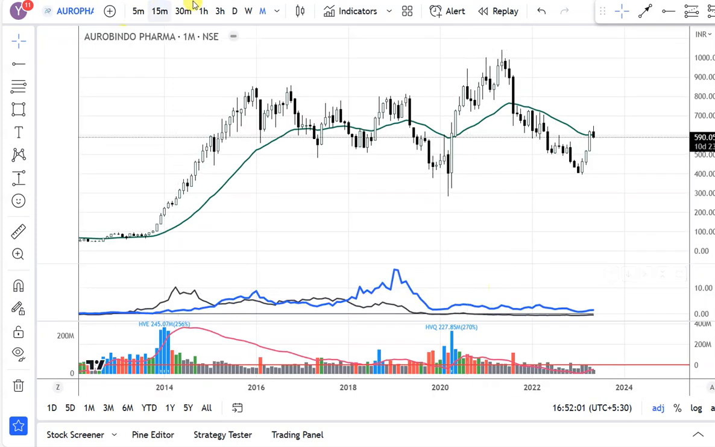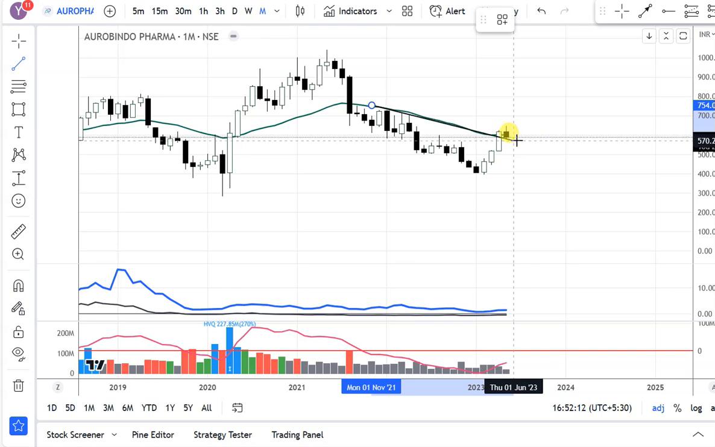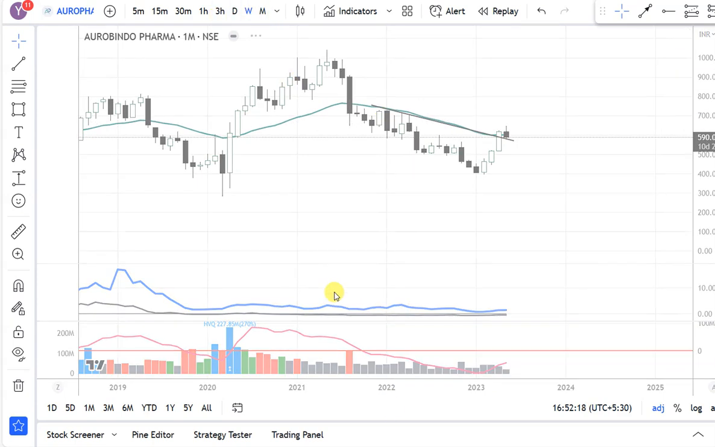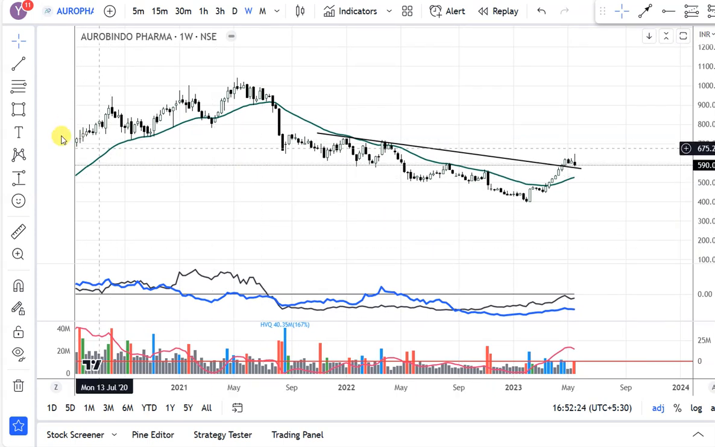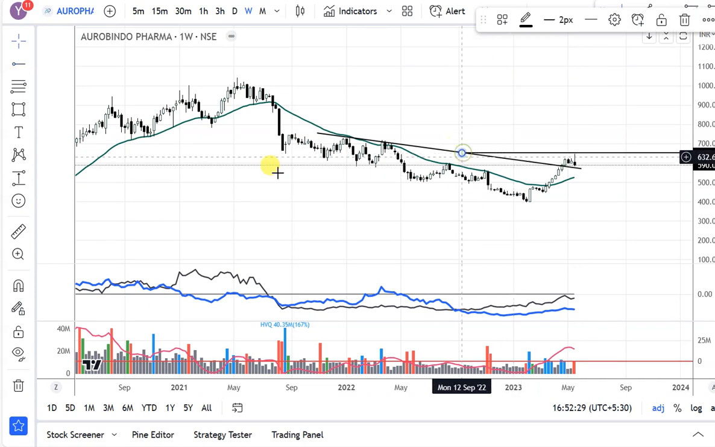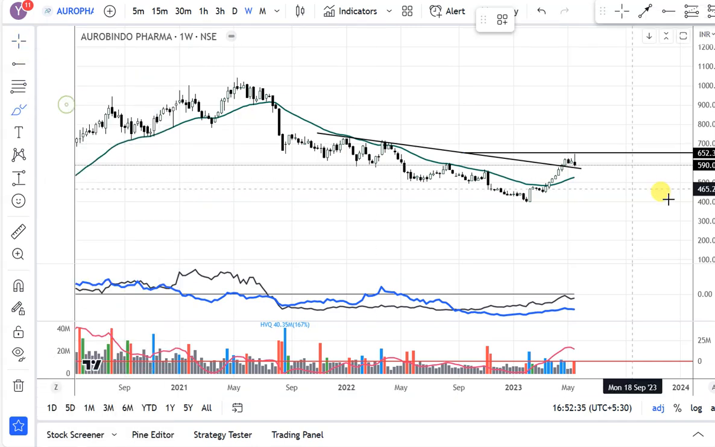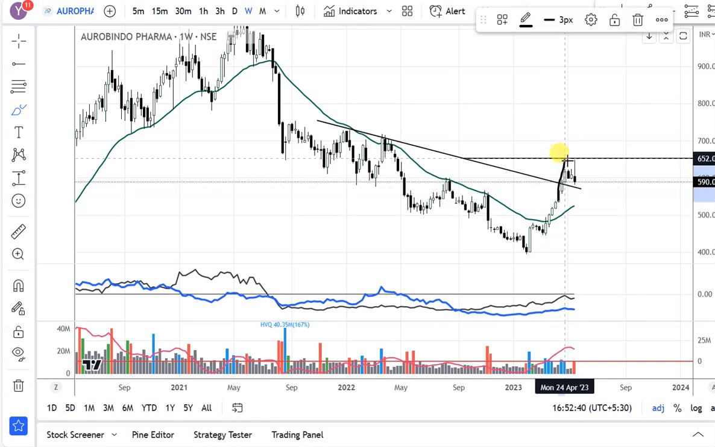Aurobindo Pharma. Right now, the pharma industry is doing good. The stock gave a breakout over here and it is struggling to go up. So let us see what is happening on the weekly time frame. Yes, correct, it has given a beautiful breakout. What we want to see is whether this breakout is sustaining or not. The stock has gone up, took a hit and created a beautiful resistance. So it has made our life simple.